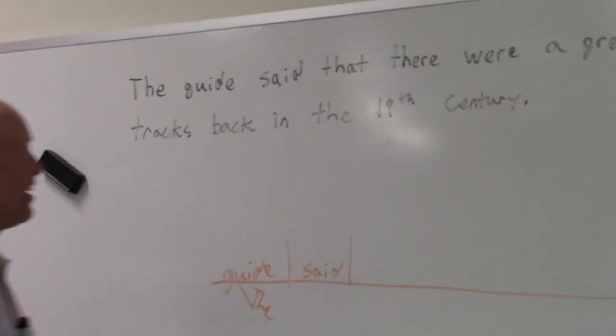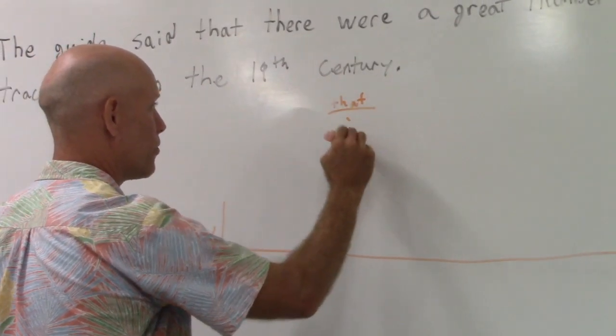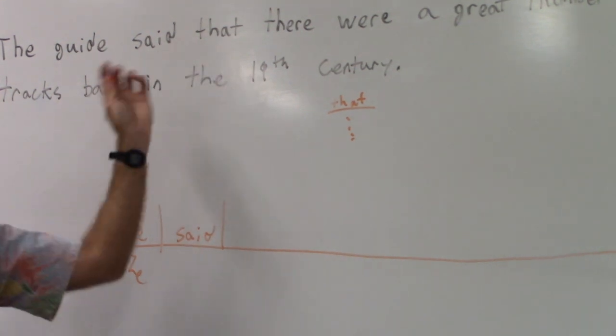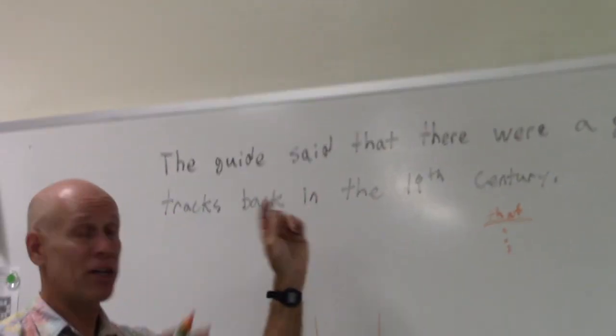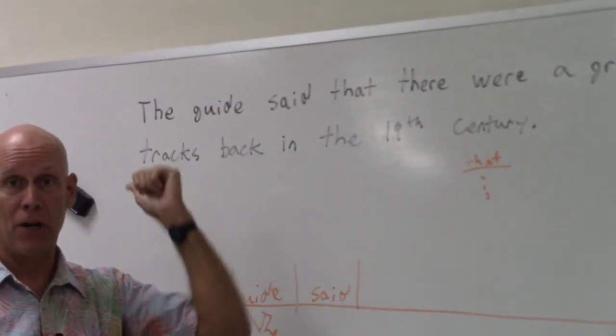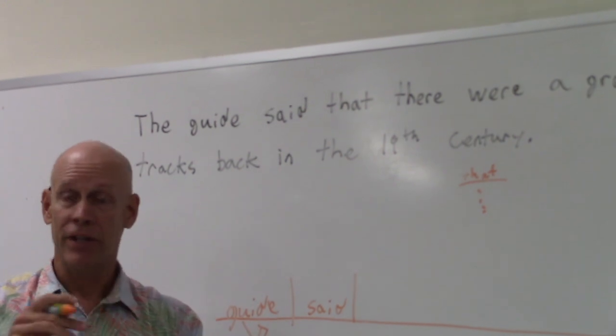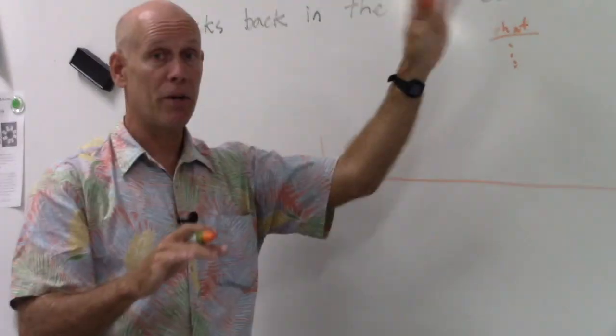Okay, great. Now, here's my expletive that. It goes up here because all this thing is doing is indicating that if it's coming right after the verb, it's probably going to be indicating a nominal clause. If it's coming right after a noun, like the house that Jack built, it's probably indicating a relative clause. But here, it's just saying, hey, everything that comes next is part of my something.